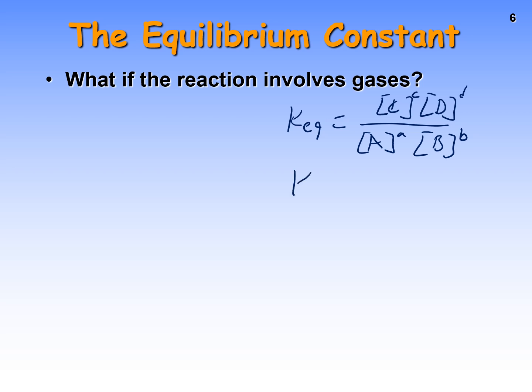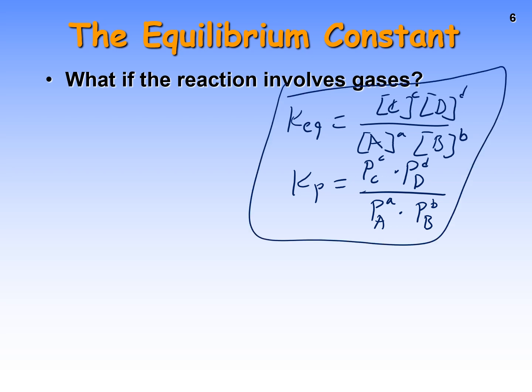However, it is totally applicable, we usually call them Kp's, to instead of using concentration, use pressure. So if these are gases, let's say A, B, C, and D are all in the gaseous state, then you can do the same thing, but with pressure. Now the pressures do need to be in atm, but otherwise it's totally acceptable to use either one of these expressions. As long as your substances are all in the gaseous state, it's okay to use Kp.